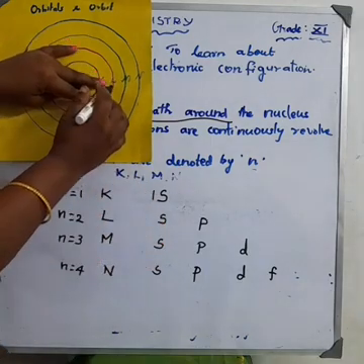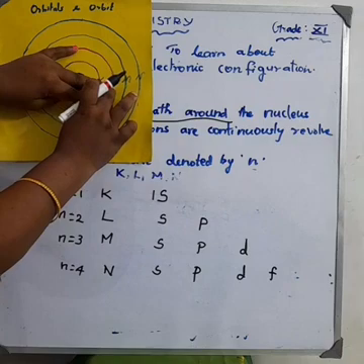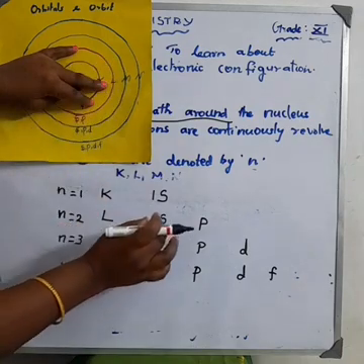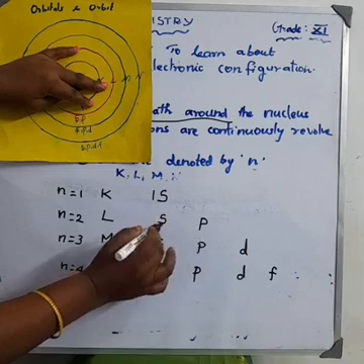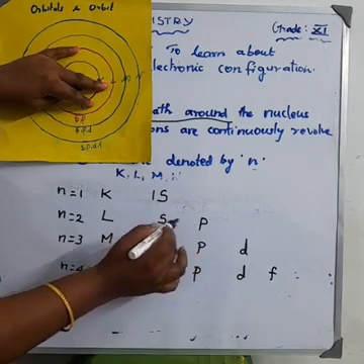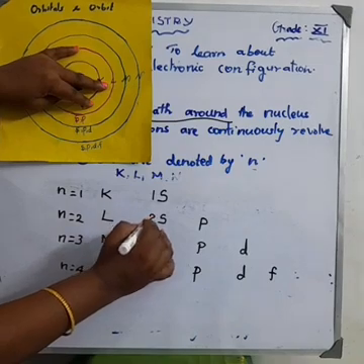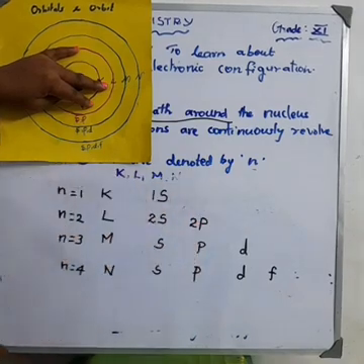And this is the L orbit. L orbit is the second orbit, so n is equal to 2. Here how many orbitals are there? 2 orbitals. What are they? S and P. So n is equal to 2, so we can write 2s and 2p.